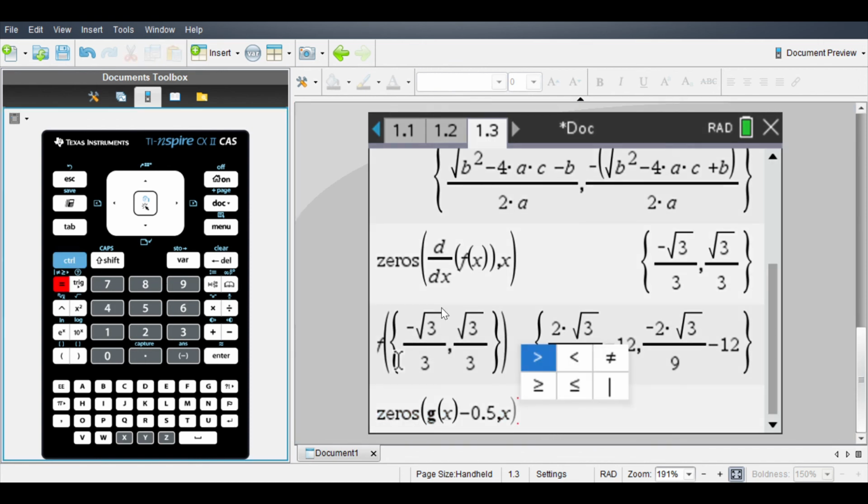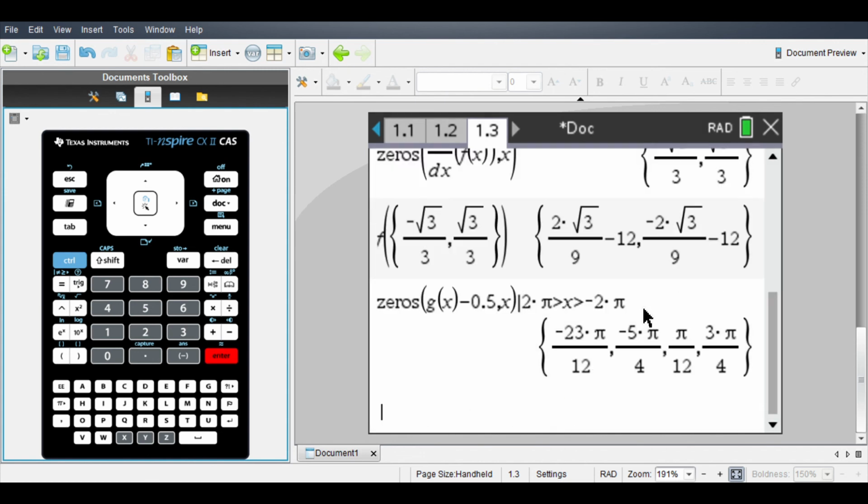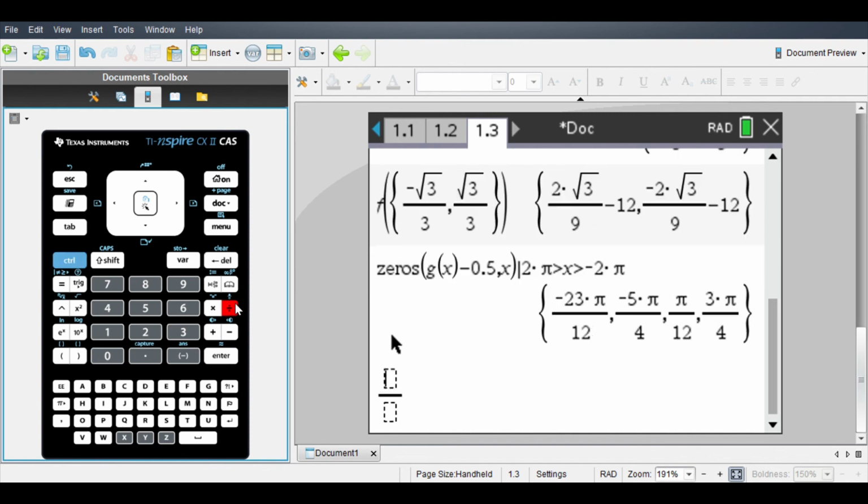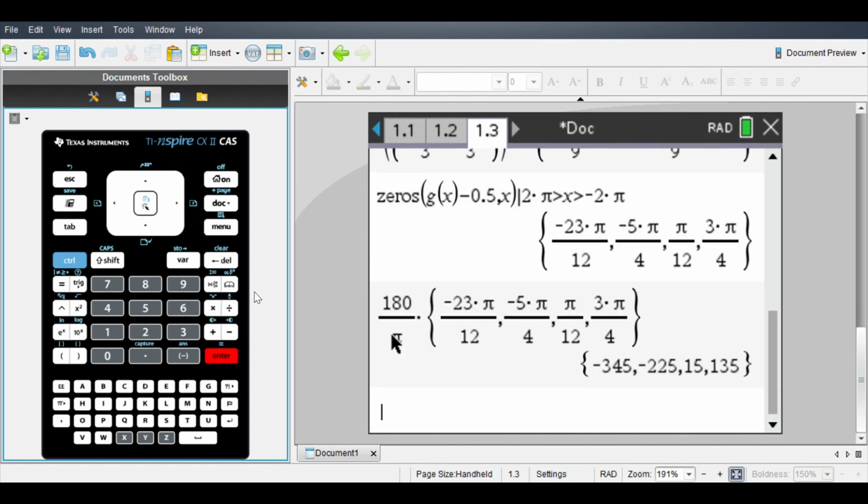Then we can establish the domain, the constraints. And hit enter. Oh wait, forgot to put in the x. And now we can hit enter. Now we've got all the solutions in radians, and it is really easy to convert all of them into degrees by multiplying them by 180 over pi. And now we've got all the answers in degrees.